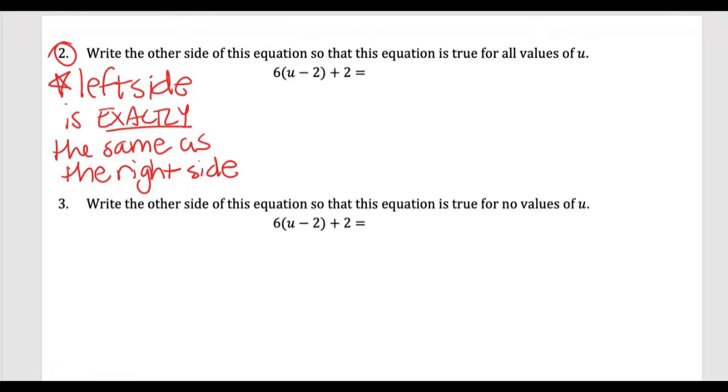take the shortest route possible to answer number 2 here, and knowing that if the left side has to be exactly the same as the right side, technically you could answer the question like this. Write the other side of the equation so it's true for all values. I could do what you see here because it's literally the left side equaling the right side. And you would be correct.